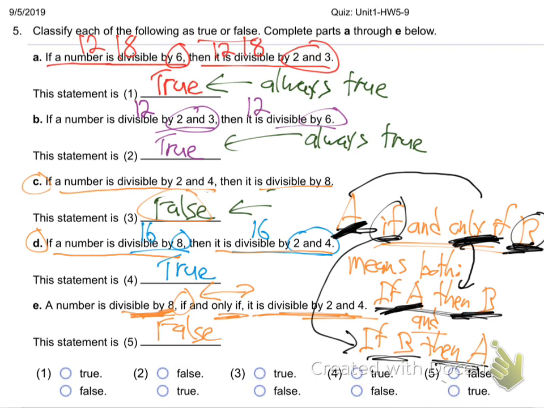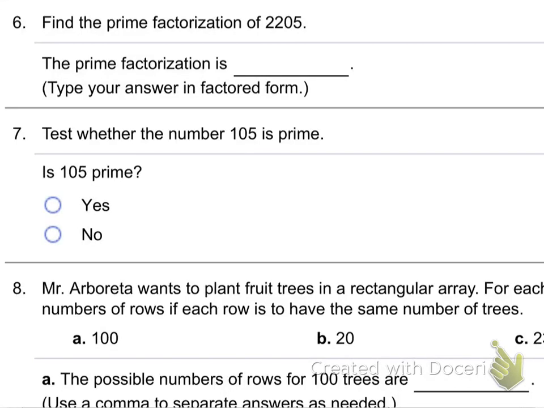So when you see the phrase if and only if, it means both directions, and we already know that one of the directions was false, right? If it's divisible by 2 and 4, then by 8, that was false. The other direction was good. If it's divisible by 8, then it's divisible by 2 and 4. Are both directions with the 8 and the 2, 4 thing both good? No, one of them was false, so they're not both good. It's false.